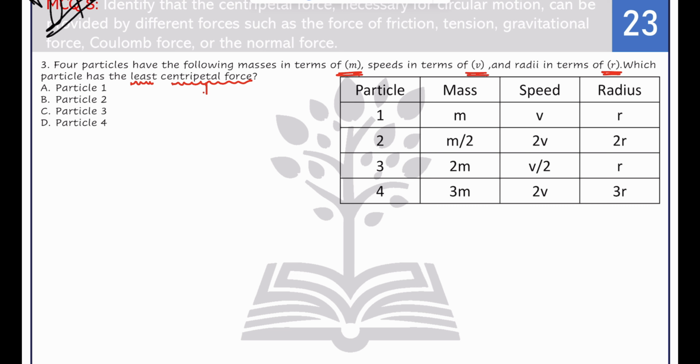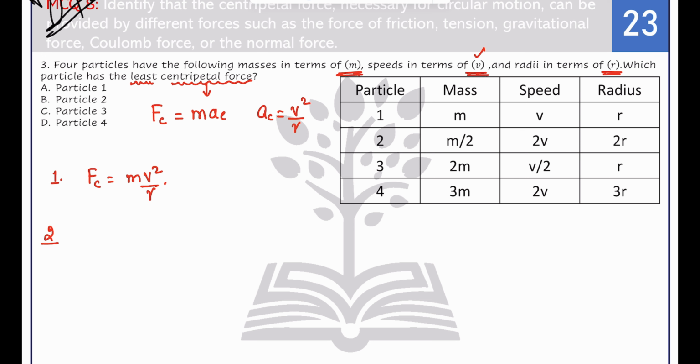First thing, what is centripetal force? I told you Fc, which is m ac. Yes or no? And ac, because velocity and radius are given, is v square over r. Yes or no? Okay, case number 1. Find the Fc. What is the value? M is m, v square divided by r. Is it fine? There is no change.